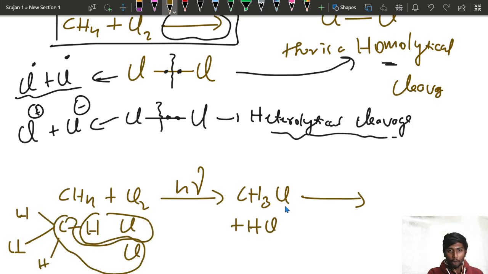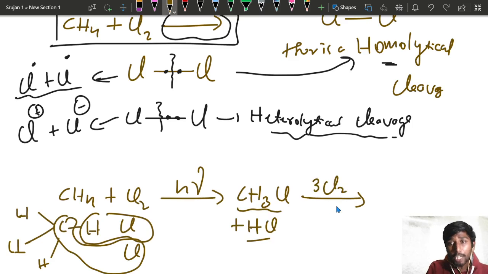Carbon makes a bond with a Cl and one more hydrogen makes a bond with a Cl. Okay, this gives you what? HCl and you are getting the methyl chloride. Again when you treat with Cl2, 1 mole of Cl2, one hydrogen is replaced and you are getting the chlorine.